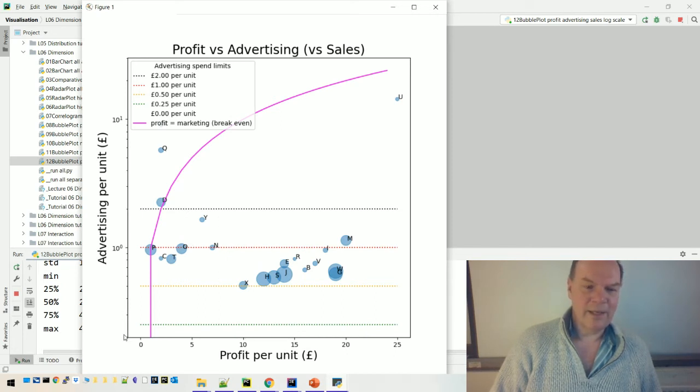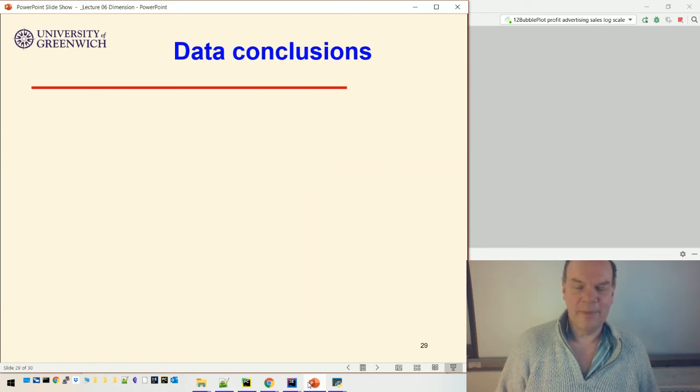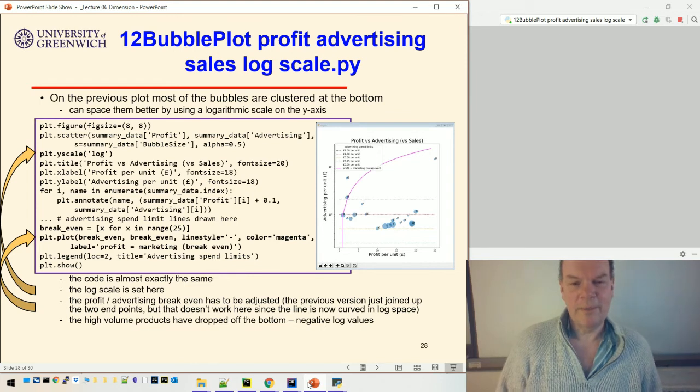Look on the left-hand side, the log scale is telling us these aren't linearly spaced out. They're spaced out logarithmically, which means that the ones down here would be much closer together. Yes, so as I said, the high volume products have dropped off the bottom. It's because they actually have negative log values in this case. So that can be a useful technique, but it makes it harder to interpret the chart that you're looking at. So use it with caution, putting in a log scale.